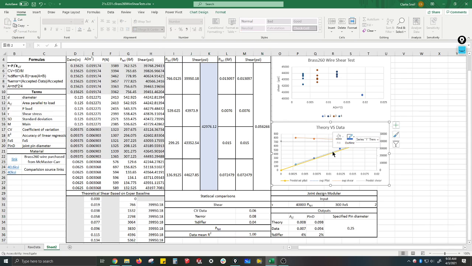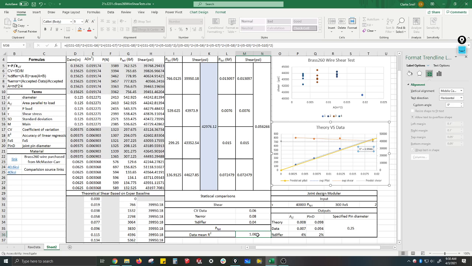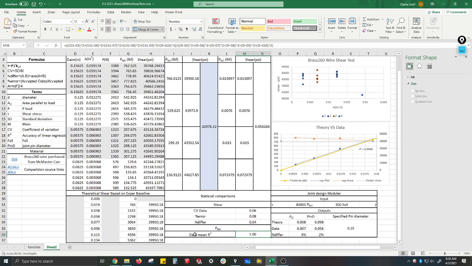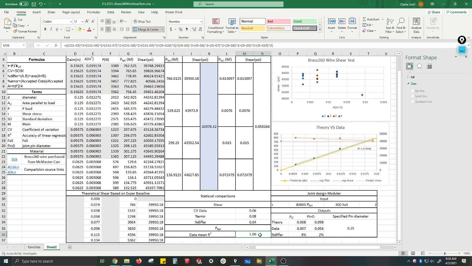So let's select this data set. We're going to format it, and I'm going to display the R squared. So this is what I was looking for. The 1 would be the data mean for the theory, but that's given. That's not really interesting. What we're trying to do is compare that to the R squared for our data, and we have a 0.9946. That's also pretty good, and you can look that up to see. So what I intended here was 0.9946.